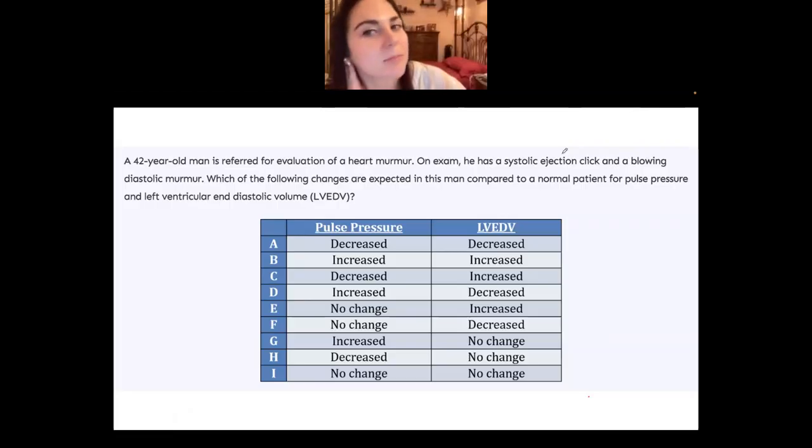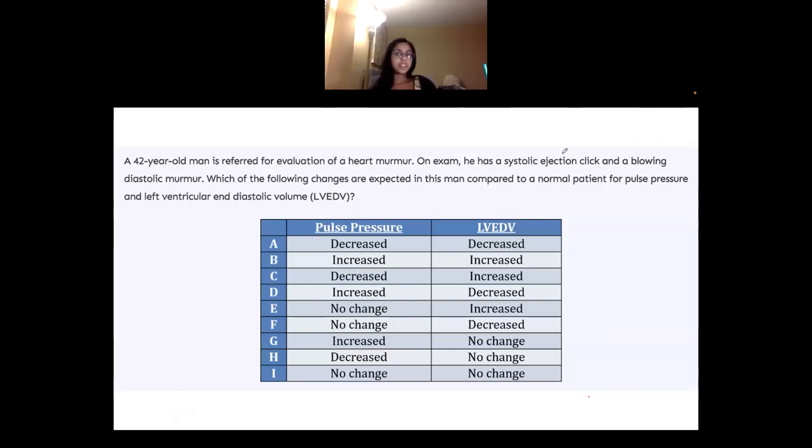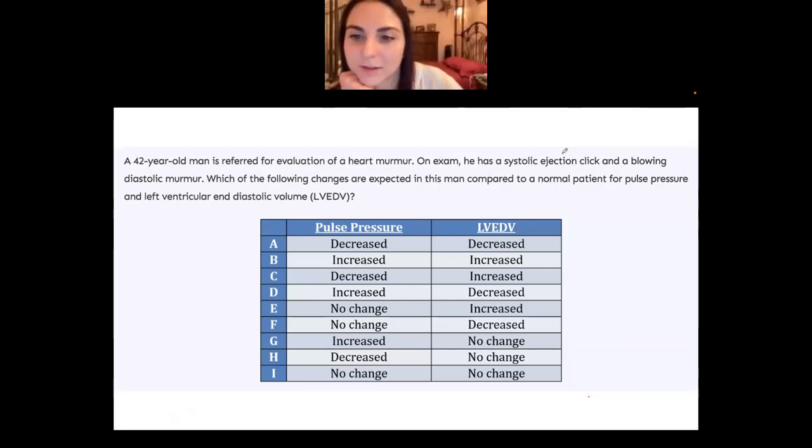When I get stumped like this, I look at the question they're asking me and I'm like, okay, why would they be asking me this question? What murmur could they be talking about? So if they're asking me about pulse pressure, what murmur do you think they would maybe be asking about? Oh, maybe regurg? Which one?